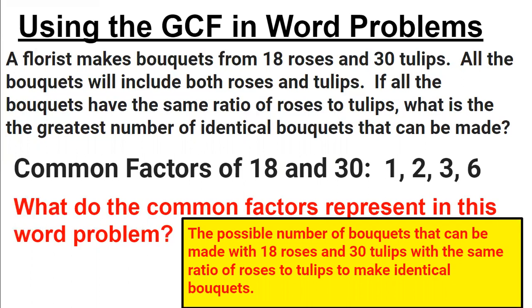So you could have 1 bouquet with 18 roses and 30 tulips in that 1 bouquet. Or you could have 2 bouquets with 9 roses in each bouquet and 15 tulips in each bouquet. You could have 3 bouquets with 6 roses and 10 tulips. Or you could have 6 bouquets with 3 roses and 5 tulips. So those are all possible combinations using all of the roses and all of the tulips with none left over.